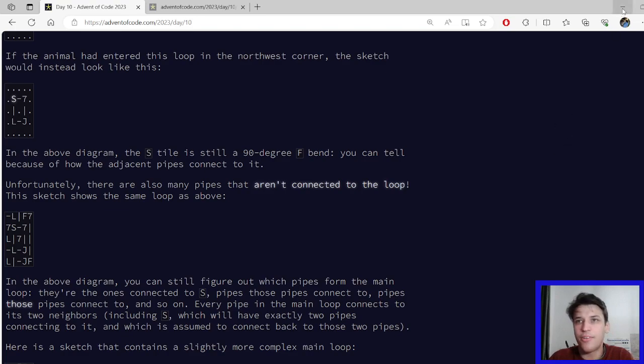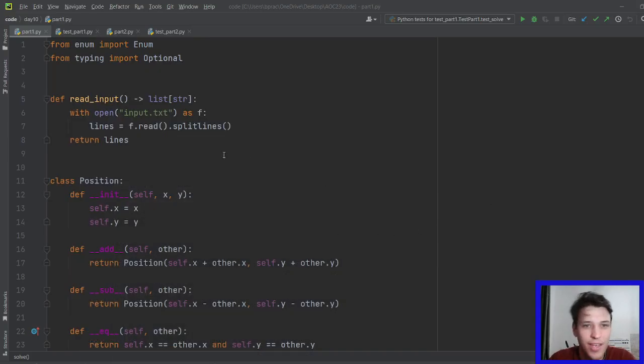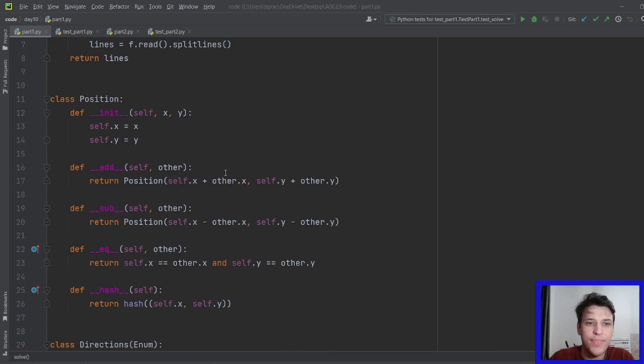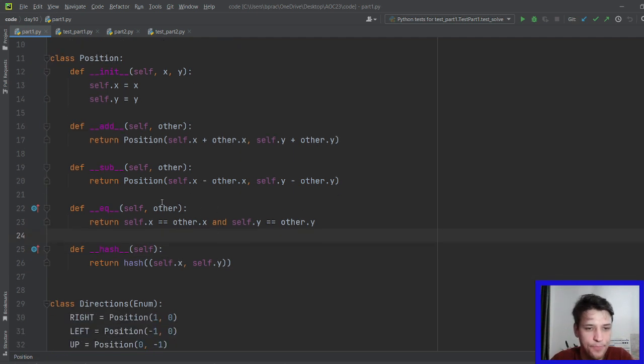And yeah, so how can we do that in code? Of course we need to read the input, and then we want to have some kind of grid. So we want to have some notion of a position, and particularly we have an x and a y coordinate. I want to be able to do things like adding two positions, subtracting one position from another, and we also want to evaluate if two positions are equal by checking whether their coordinates are equal. And we want to be able to hash a position in order to be able to use it as a key in a dictionary in the standard way we expect.